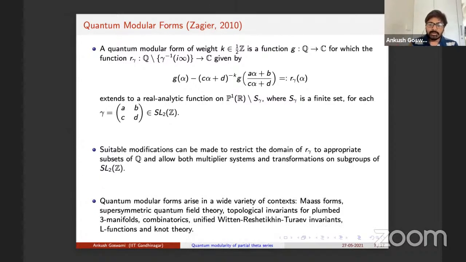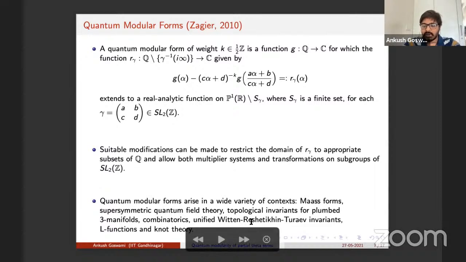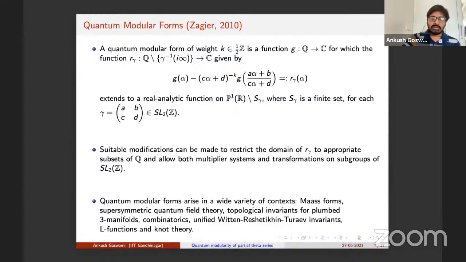So they find applications in mass forms, in supersymmetric quantum field theory, in topological invariance for Plum 3 manifolds, in combinatorics, in unified Witten-Reshetikhin-Turaev invariance. Probably in this field, Zagier actually found, in connection to this area, Zagier actually studied some function which had quantum modular behavior. And that's how he actually gave the definition of quantum modular. Then they have applications in L functions and knot theory.